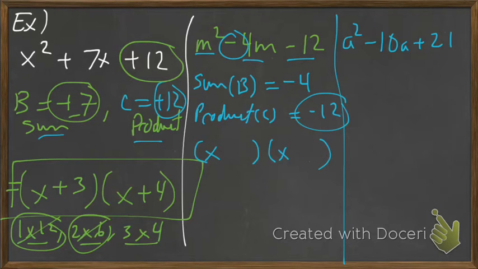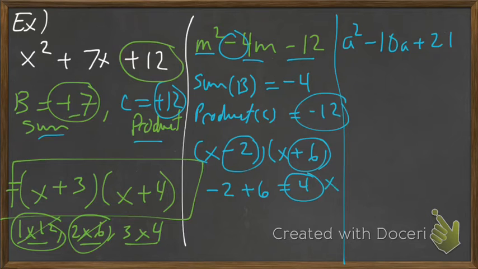If I do negative 2 and positive 6, when I add these up, I should get negative 4. I'll even write that out. Negative 2 plus 6 equals... Oops. That gives me positive 4, doesn't it? So that's not correct. I want negative 4. Okay. So that can't be it.